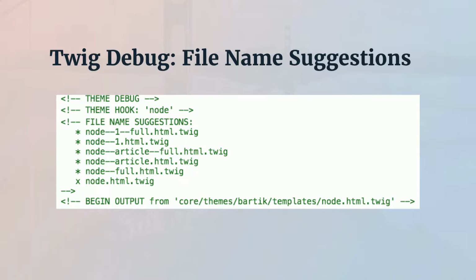If you look at the begin output, which is at the bottom, you see exactly which template file is being rendered and where. On the left, you see the stars and then the X beside node.html.twig. That file name suggestion indicates that that template is already being used. The order of the file names is listed from the most specific at the top to the most generic at the bottom. And depending on the level of specificity, you can choose a file name that suits your needs in the best way, and Drupal is smart enough to adhere to the file name rules of specificity.